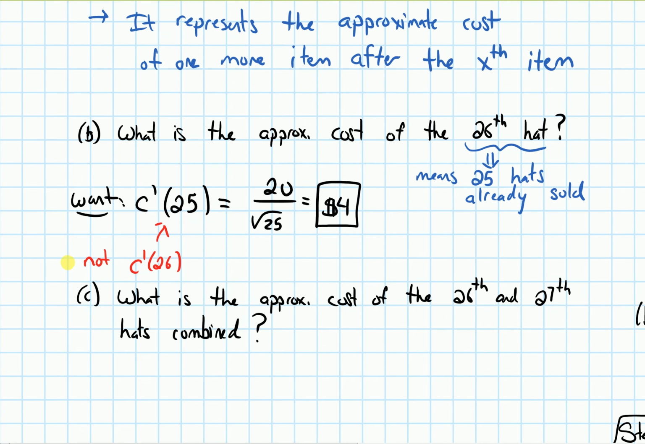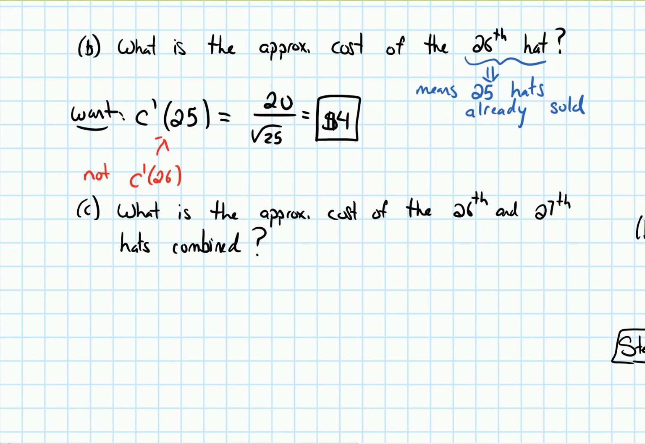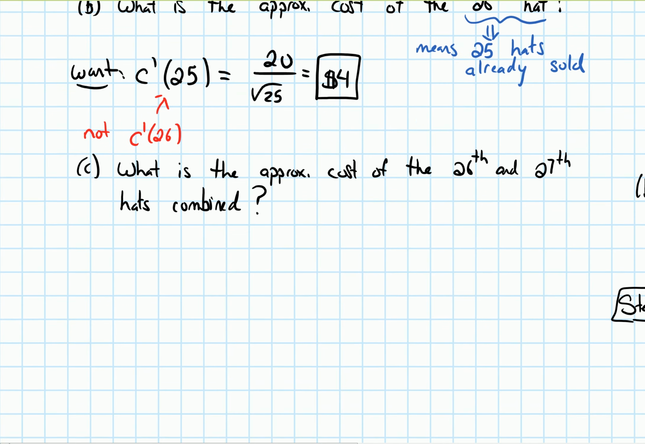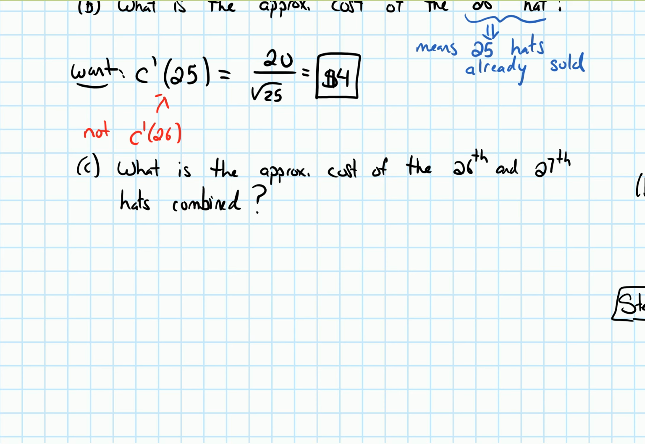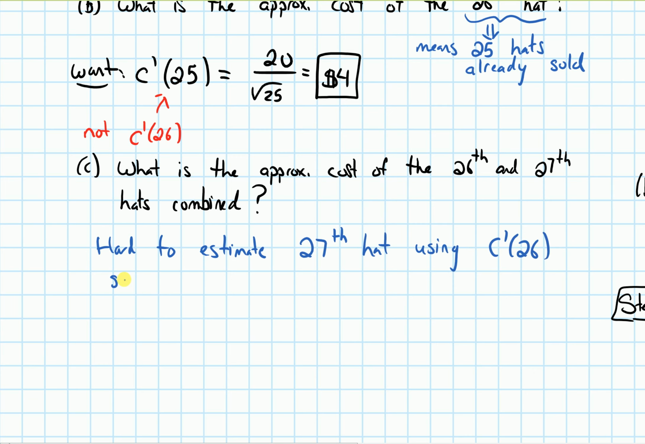Okay, so now let's do another part of this example. What if we wanted the approximate cost of the 26th and 27th hats combined? So not just one extra hat, the 26th, but the 26th and the 27th. So it's hard to estimate the 27th hat using C prime of 26, since square root of 26 requires a calculator. The whole purpose of this problem is to approximate the square root function. So if we have to evaluate the square root of some number using a calculator, that's kind of defeating the purpose. So how do we get around this?